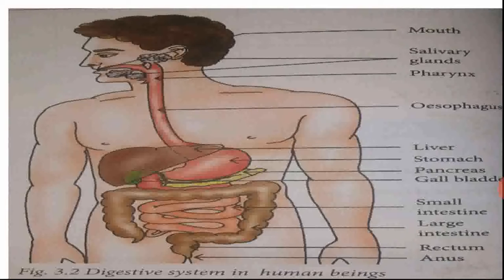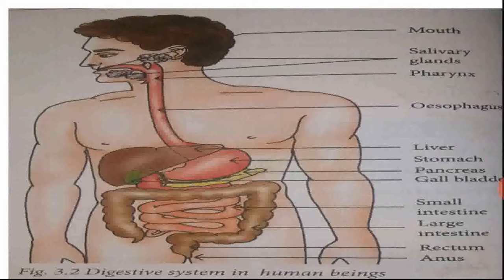The saliva contains an enzyme called salivary amylase, which acts on starch and converts it into maltose, a simple sugar. You can do an activity at home while eating chapati. Just take a bite of chapati. When you are eating it, what happens? It is mixing with your saliva.